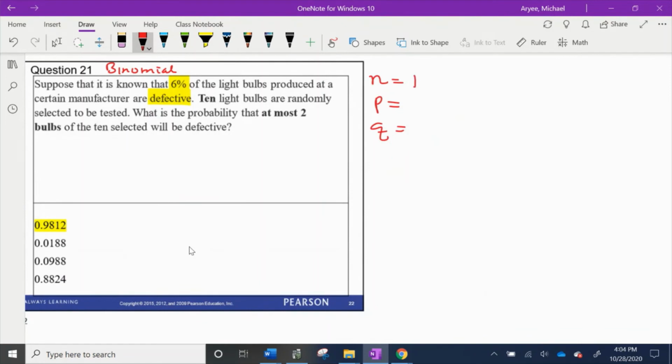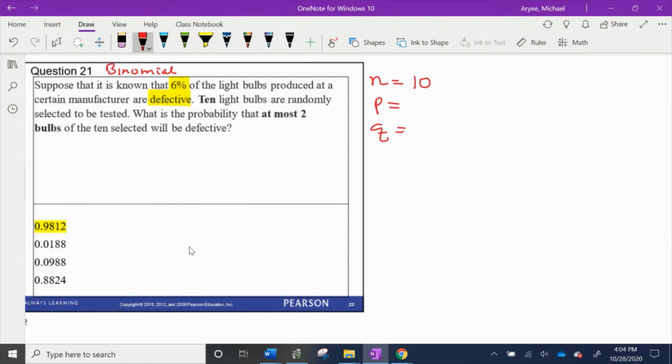Okay, yeah, 10 light bulbs, so that's good. The defective is 6, so I'm just going to write defective here. And then Q will be 0.94. Different. Now they say X is at most.